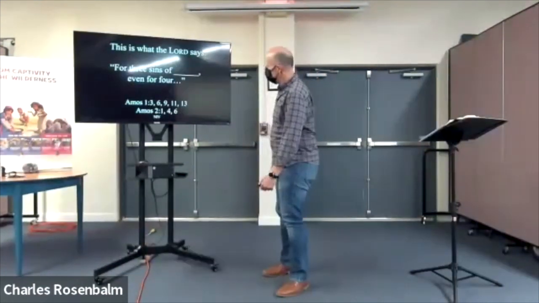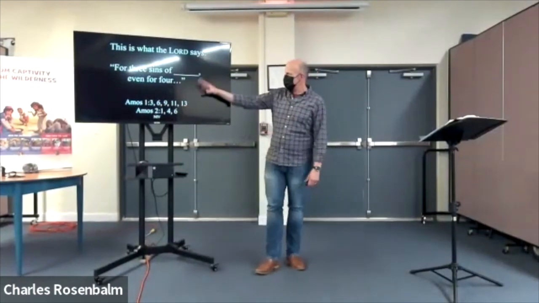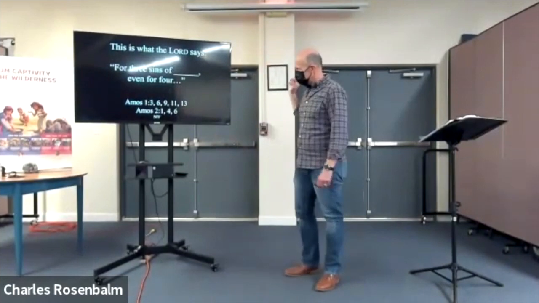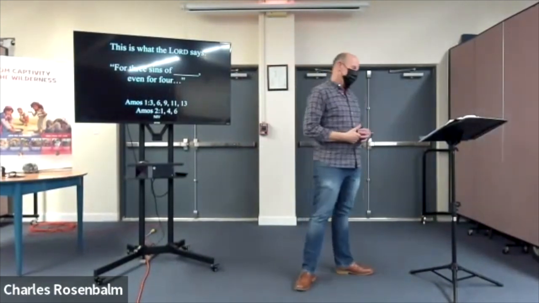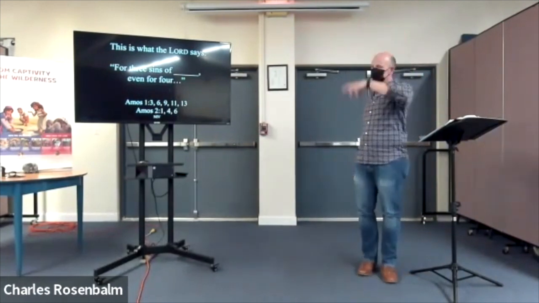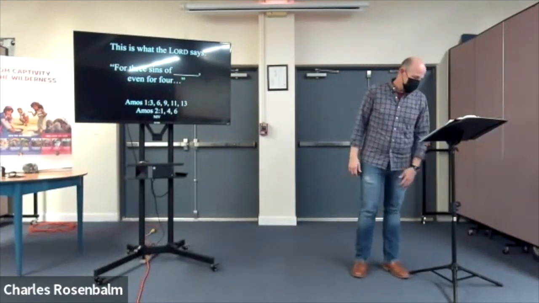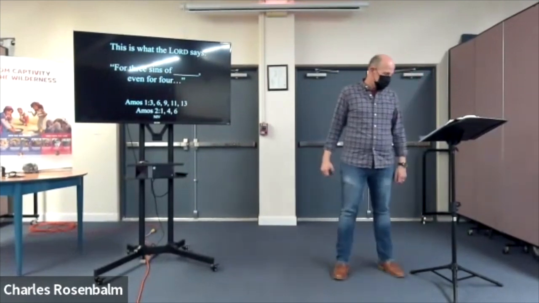Amos starts this way. If you read all of these places, you have a very similar saying. This is what the Lord says: for 3 sins of fill in the blank, even for 4. And if you look at verse 3, it's for 3 sins of Damascus. That's Syria, right? We looked at that. Verse 6, for 3 sins of Gaza. That's down south toward Egypt.